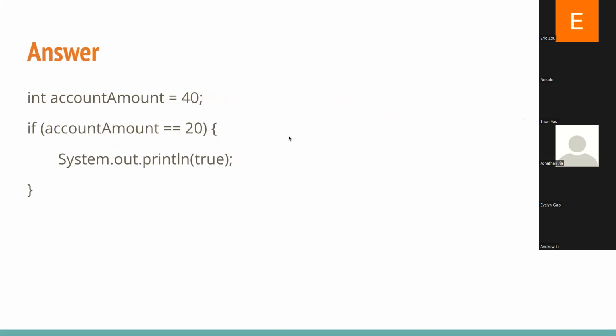So the answer is basically you create a variable and you can either set it to 20 or any other number, but 20 should be the only number that works. So if account amount is equal to 20, then print true. In this case, account amount is equal to 40, so this condition is not true, so it'll print nothing. But yeah, you guys can probably start seeing a pattern. It's really not that complicated, at least for now.